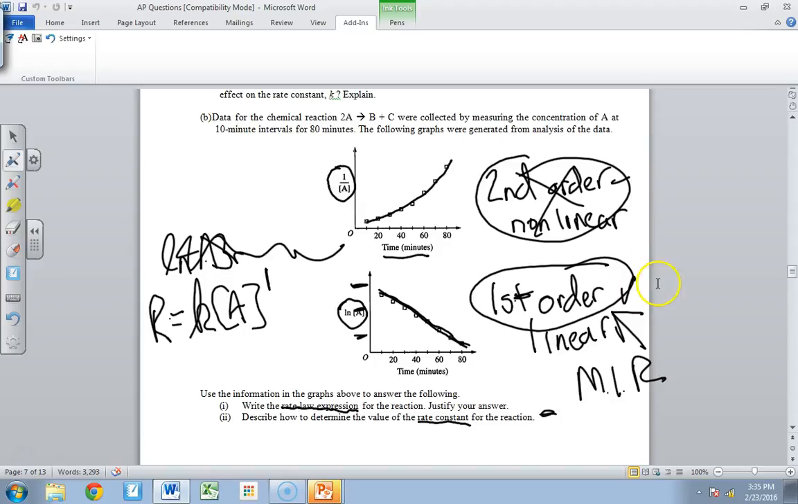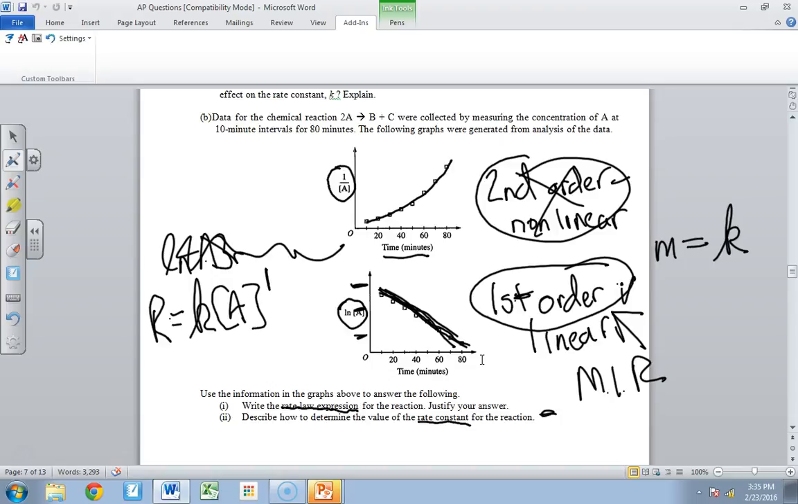But we do know from the integrated rate law that the slope of the graph equals the rate constant. Is this linear? Yes, it's first order, and the slope of the graph is equal to the rate constant. So how would we determine the value of the rate constant given this information? We would calculate the slope of the line that is generated. It's basically as simple as that.